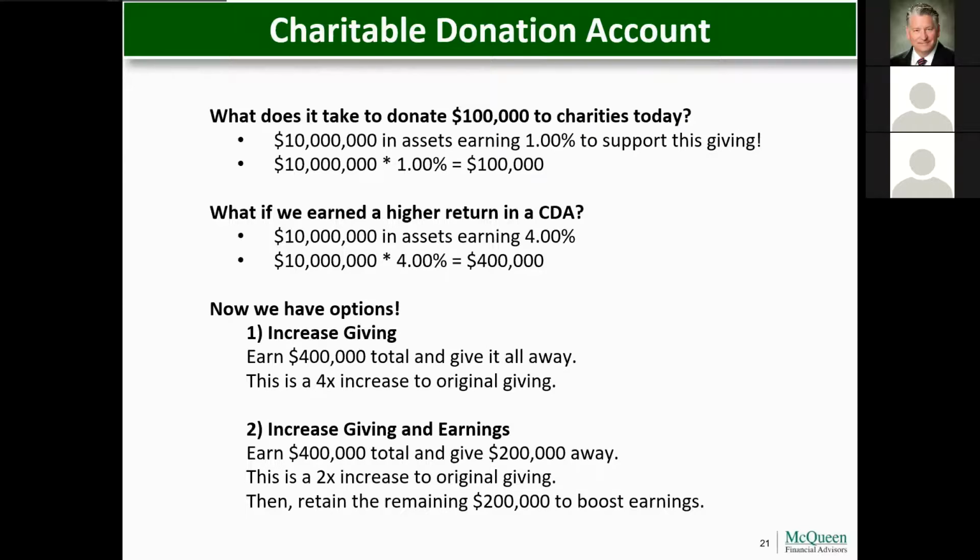Well, let's put this next to a CDA. What if you were earning a higher return in a CDA, $10 million in assets, earning 4%? You are literally quadrupling the return. $400,000 return is now coming your way. Okay, now we have options. We can increase our giving. We can earn $400,000 total and give it all away. You've increased your giving by 4x. Or the second option down here is we can earn $400,000 total, give away $200,000, and retain the additional $200,000. So either way, whether it's giving significantly more or giving just a little bit more and retaining some of the rest of it, you are able to do a lot more than if you were earning just a small amount here.